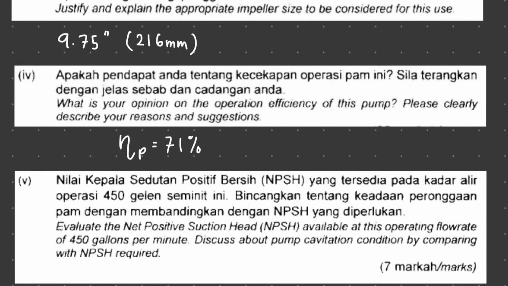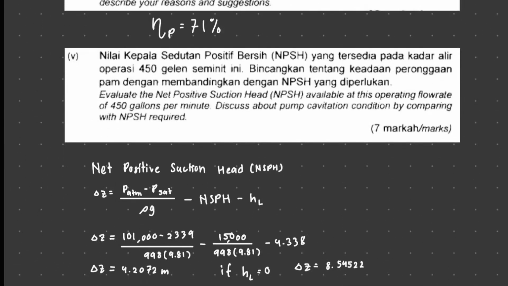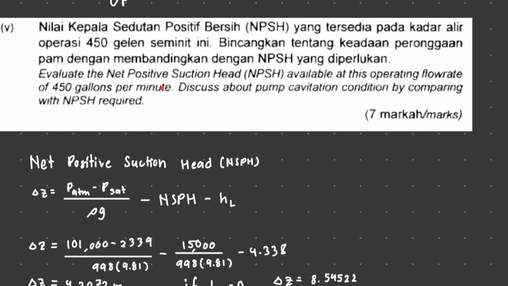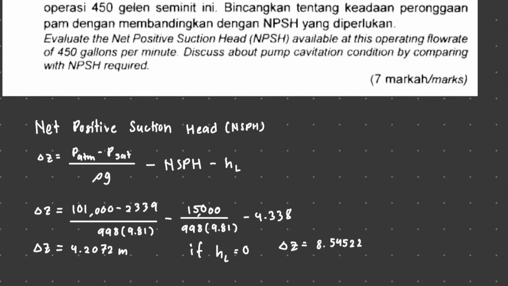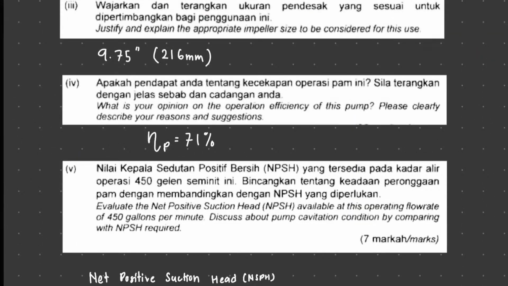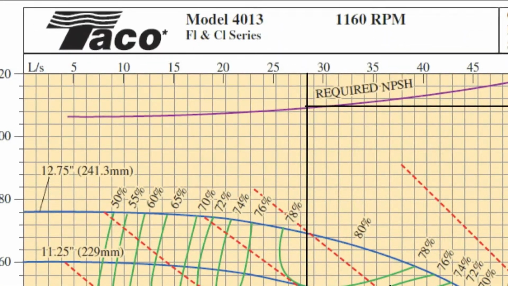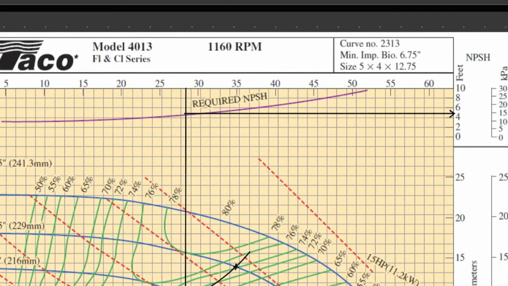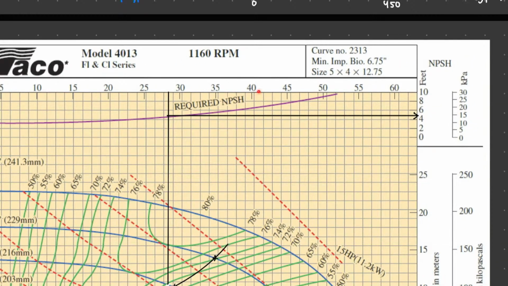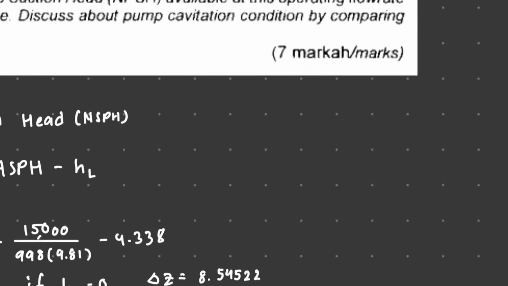So describe your reasons and suggestion. And then here you need to evaluate the net positive suction head, NPSH. NPSH ni apa? NPSH ni graf yang ke atas ni. Graf yang ke atas ni is the required head for you, macam ni lah. How high the pump can go before anything goes bad. Okay.